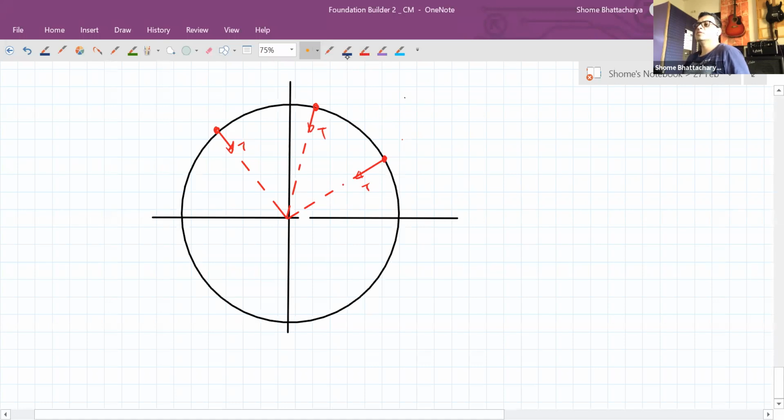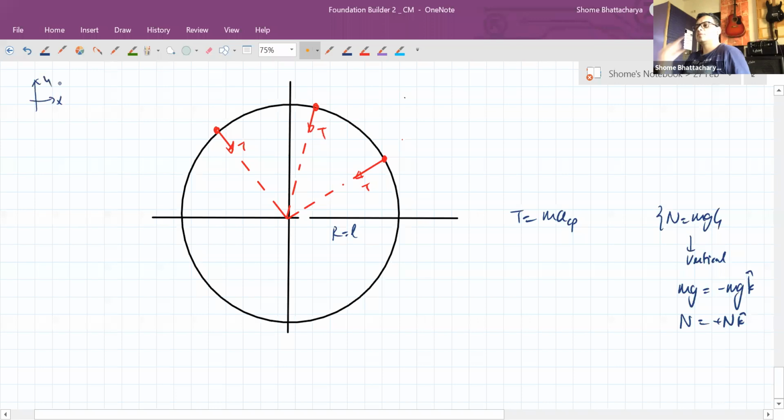So at any point of time, this tension will become mass into centripetal acceleration, whereas normal reaction is cancelling mg in the vertical view. Mg is minus mg k cap. Normal reaction is plus N k cap. They cancel each other. This is our xy plane.